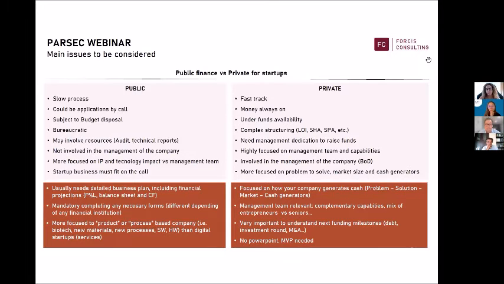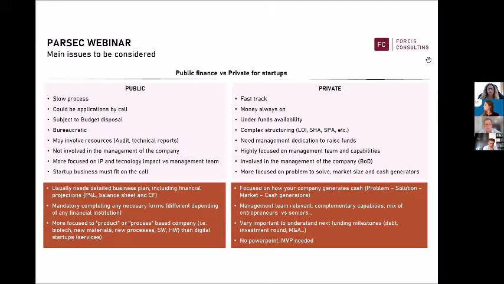Normally, public finance is subject to budget availability from every state or every government. So depending on the budget, they can have more funds for startups or not. The process is normally bureaucratic. You have to be prepared to produce a lot of papers, a lot of documentation, a lot of questions. In some cases, this could involve some resources. For example, a public funder could require that you have your annual accounts audited, or a technical report from an independent party that validates your technology, or something like that.